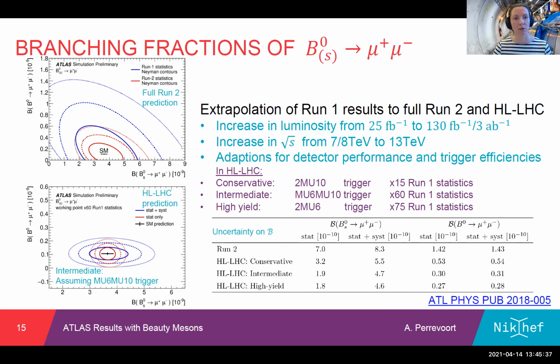The plots I'm showing on the left-hand side are always centered around the standard model expectation value. The upper one compares the run 1 stats in blue to the run 2 statistics, where we would already achieve a very good measurement of B to mu mu decays. In the high-Lumi LHC prediction, we can further reduce the uncertainties by about a factor of nearly 2 in B sub S to mu mu and about 5 in B to mu mu. So stay tuned for this measurement.